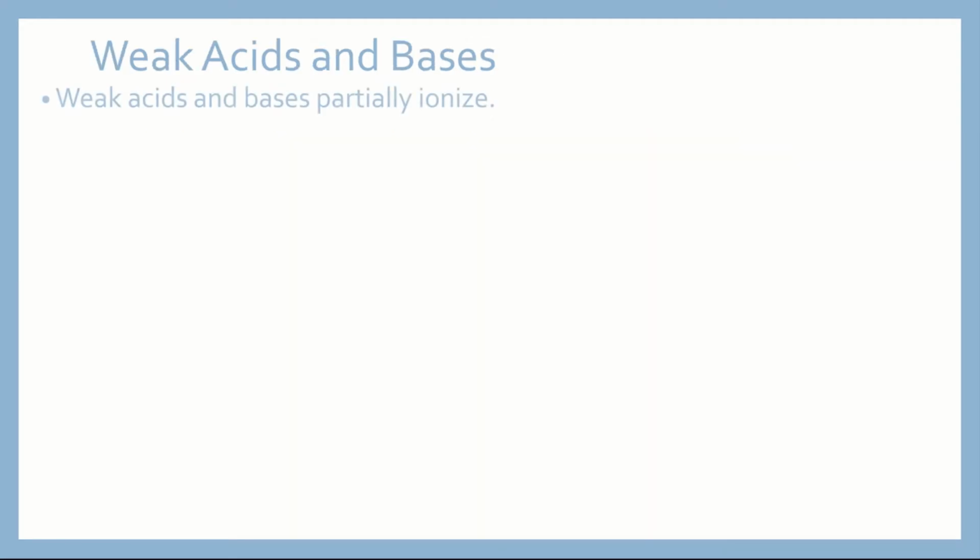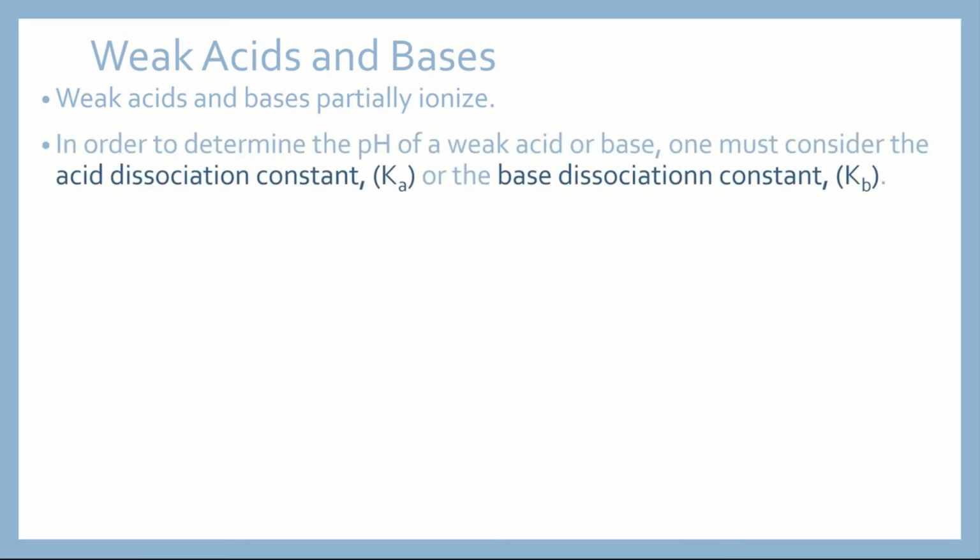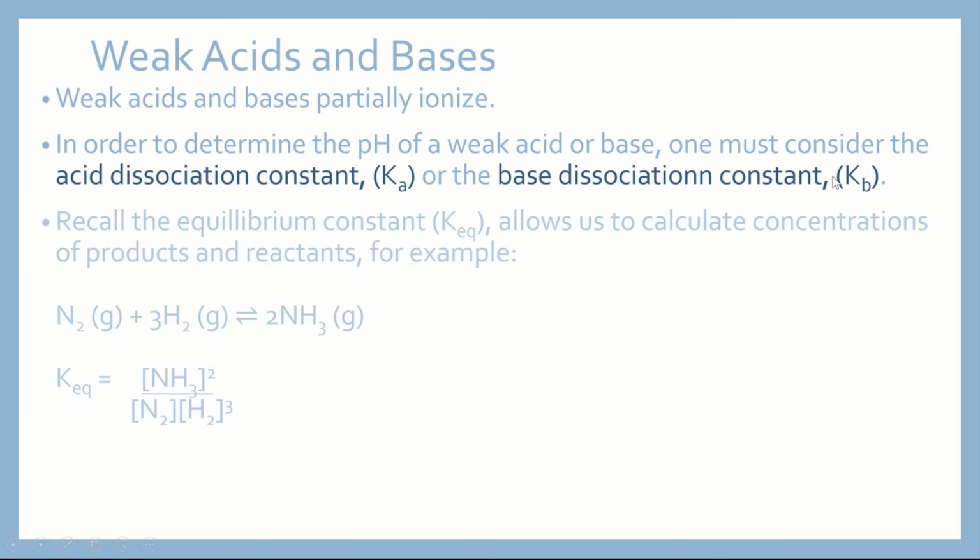All right, weak acids and weak bases. So, weak acids and bases only partially ionize. You can think of it a lot like the reversible reactions that we worked on 2 chapters ago. So in order to determine what the pH of a weak acid or base is, you have to consider the acid dissociation constant, which we call the Ka. Does K look familiar? The little a just stands for acid. Or a base dissociation constant, Kb, B for base.